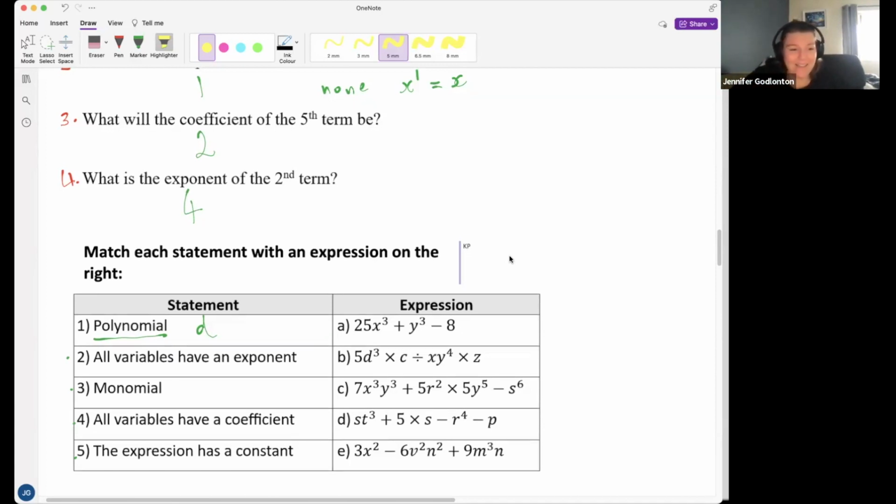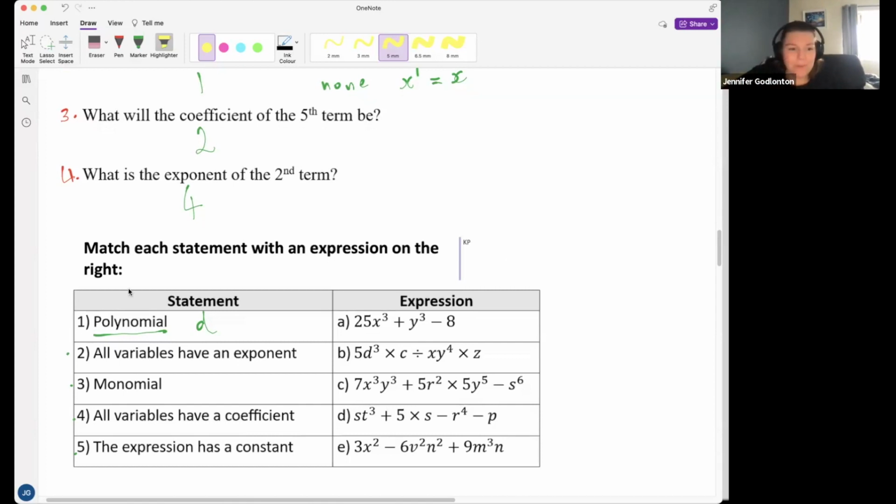Okay, let's have a look. Question 2. All variables have an exponent. So we're going to have to look here and see which ones don't. In this case, this variable has an exponent because it's got x cubed, and this variable has an exponent. So that one does fit our rules. Okay. In this one, C doesn't, so B definitely won't work. We've already answered D, so let's come back to D, see if we can use different ones first.